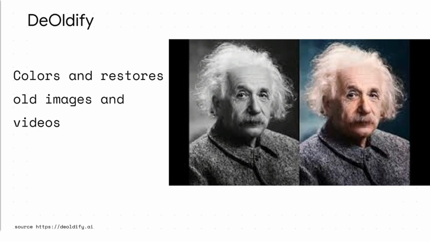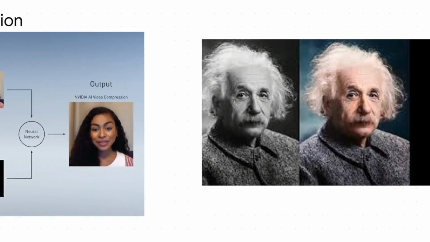This is another project called DeOldify, built by, I think, Jason Antic. I hope I pronounce his surname correctly. The project uses GANs to color and restore old images and videos, right? If you have very old videos or black and white images, you can turn them into colored images using GANs.